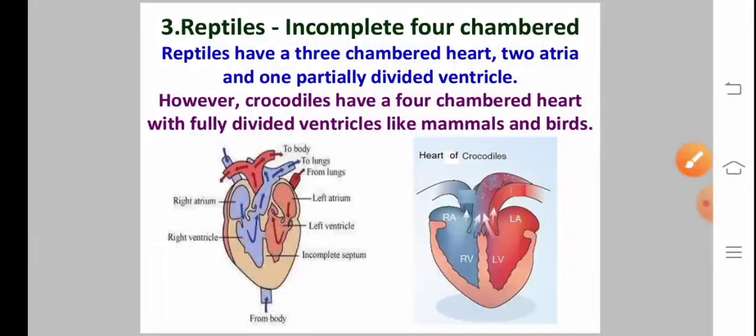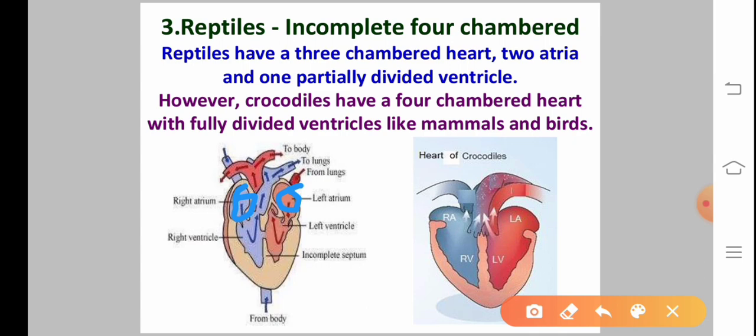Reptiles have a three chambered heart, two atria and one partially divided ventricle. Here you can see two atria, and between the ventricle there is an incomplete septum. So it is a partially divided ventricle.